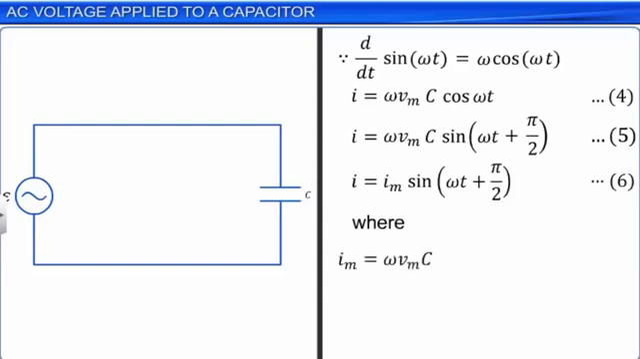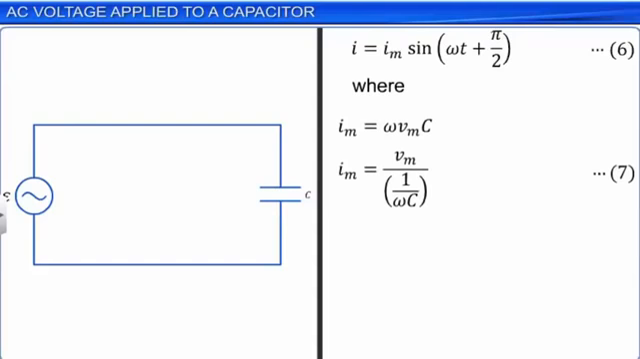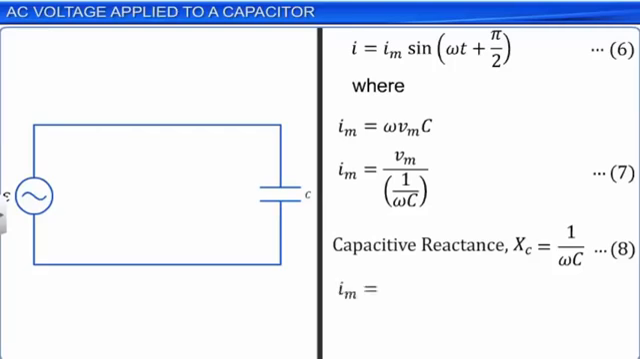The amplitude of the current, Im, can also be expressed as amplitude of voltage, Vm, divided by 1 by omega C. Let this be equation 7. Here, 1 by omega C is analogous to resistance and is called capacitive reactance. Capacitive reactance is denoted by Xc. Hence, capacitive reactance is the inverse of the product of angular frequency, omega, and capacitance, C. Let this be equation 8. From equations 7 and 8, we get the amplitude of the current, Im, as the amplitude of the voltage, Vm, divided by the capacitive reactance, Xc.